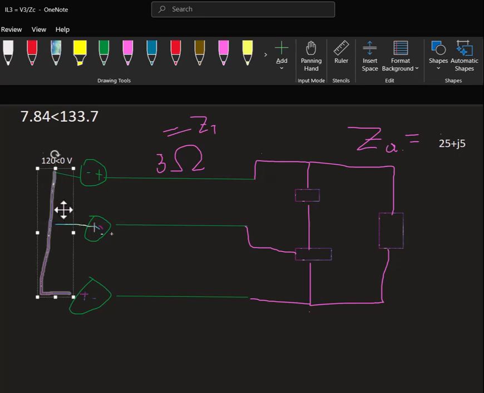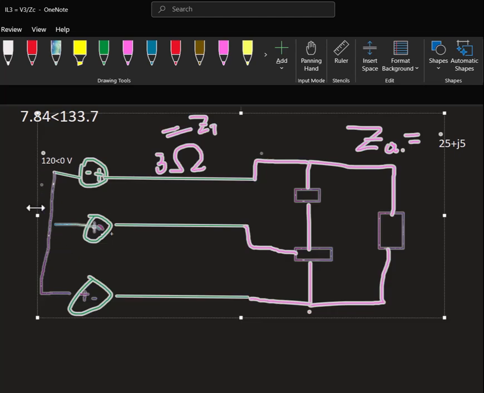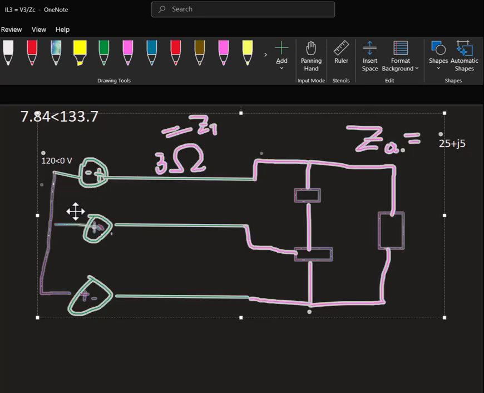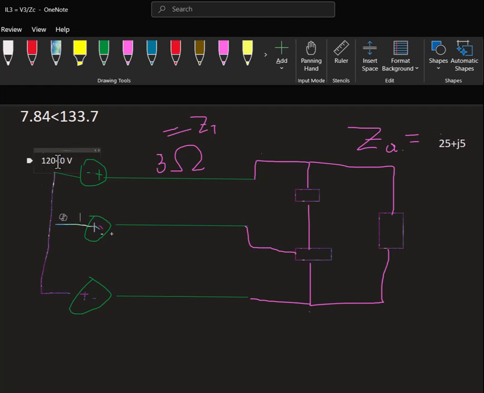Minus 120, plus 120. The magnitude is 120 for each of them, and then the phase angles are minus 120 and plus 120. Gotcha.